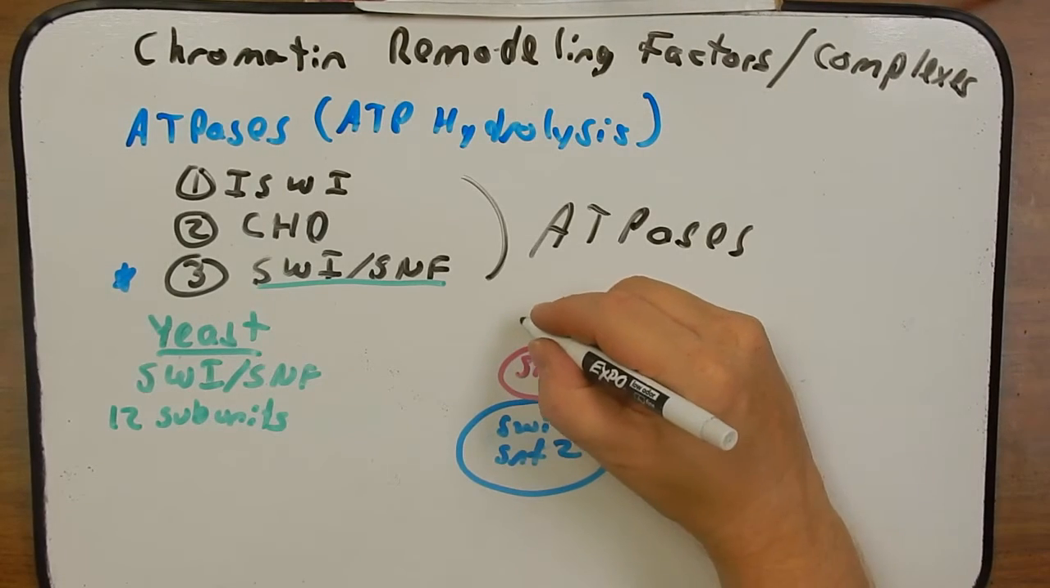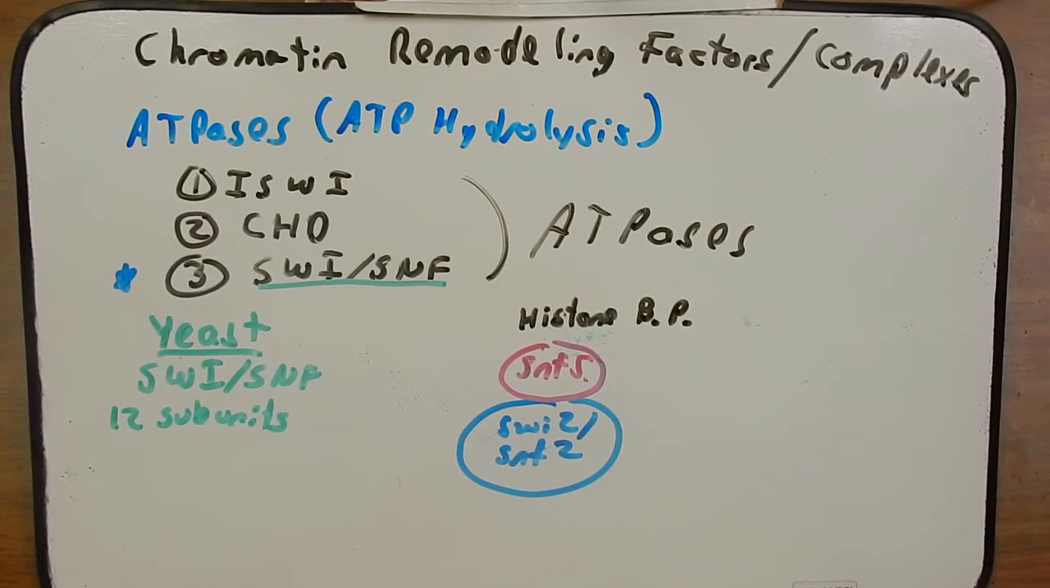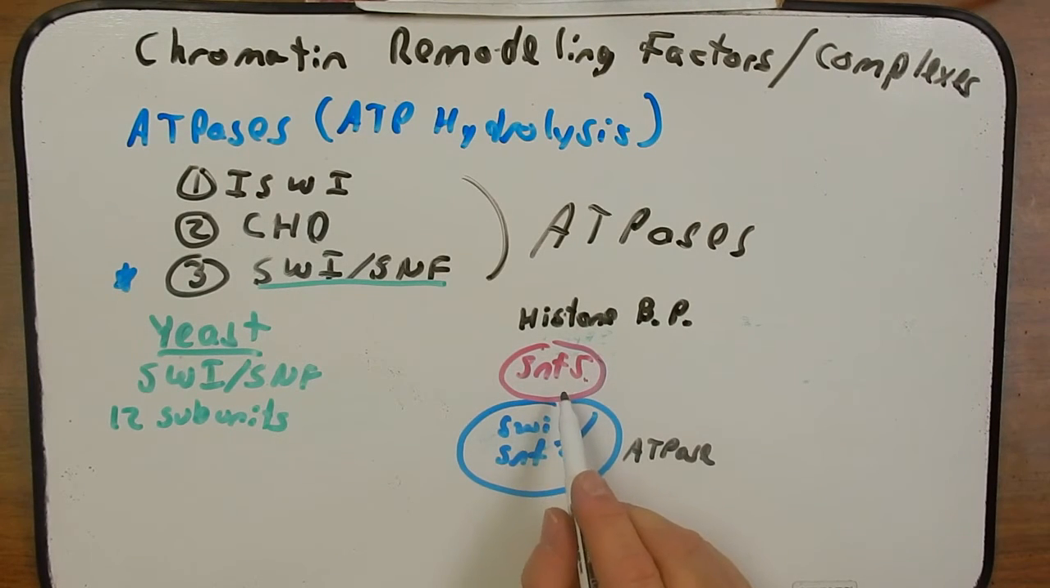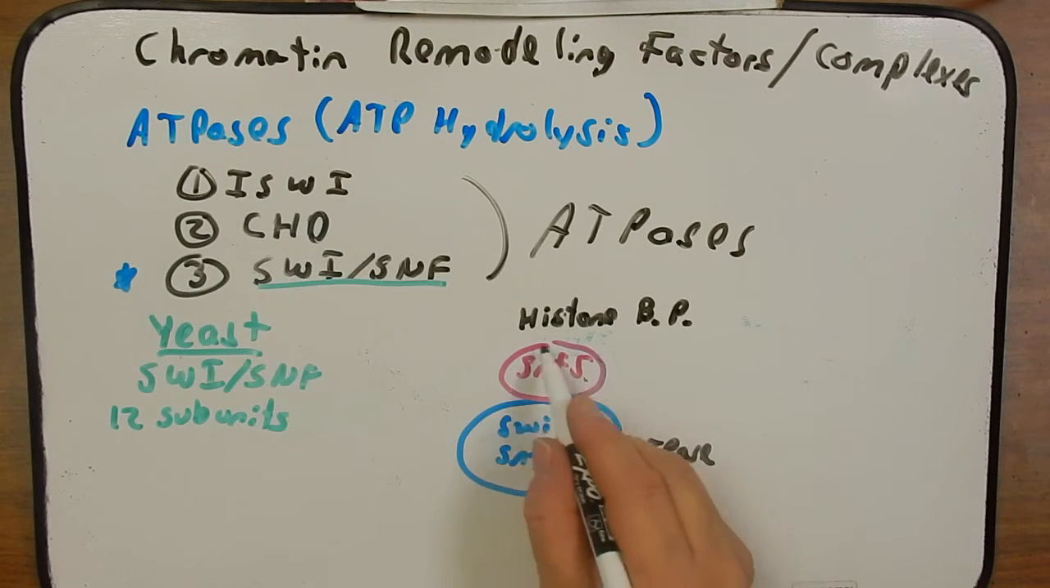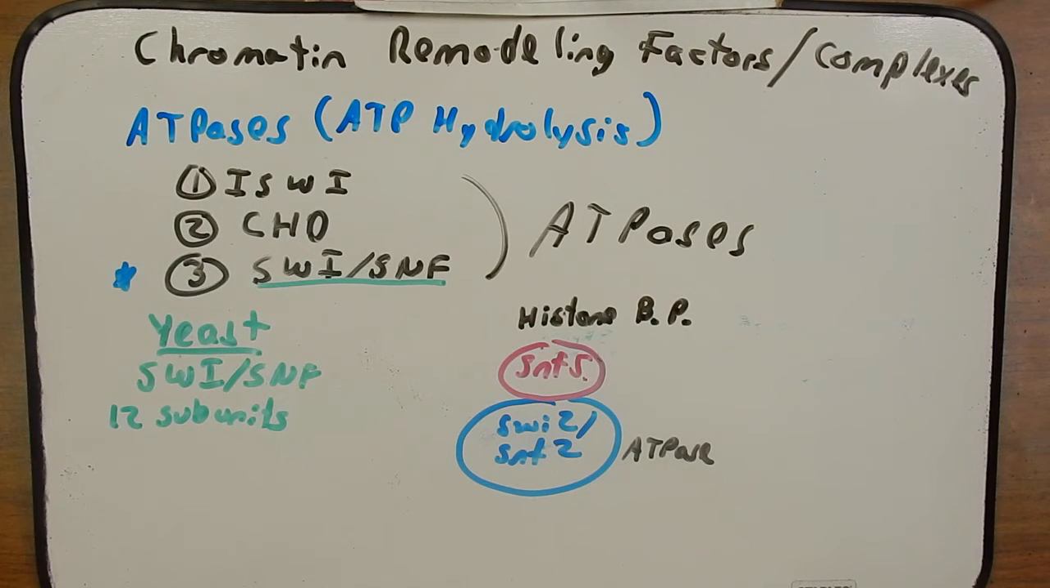SNF5 functions as a histone binding protein, BP, histone binding protein. So this is going to help attach it to histones. And then again, here we have our ATPase. Interestingly, there is evidence that shows that SNF5, this protein, will go from the nucleus to the cytoplasm and back and forth under certain growth conditions. In times of stress, this SNF5 will often leave this complex, which would prevent this whole complex from binding to histones.